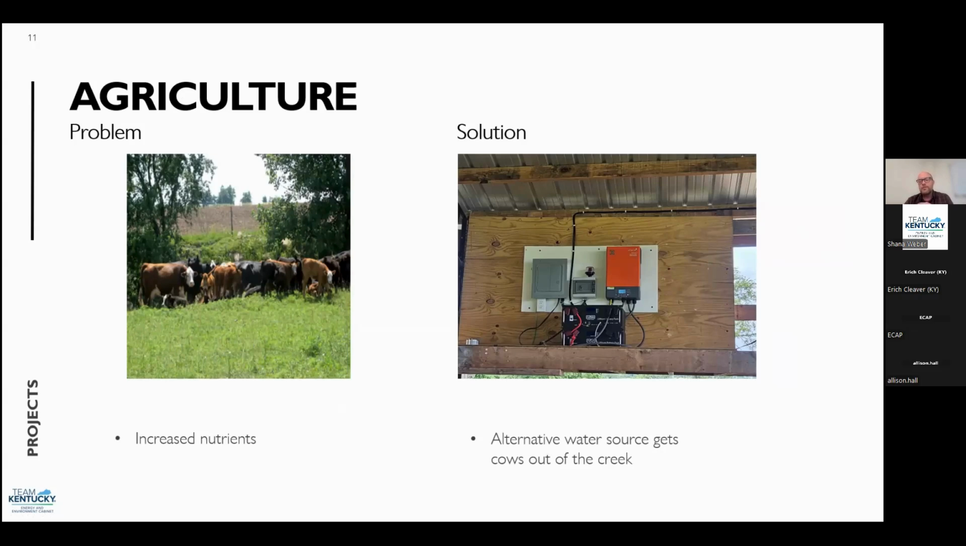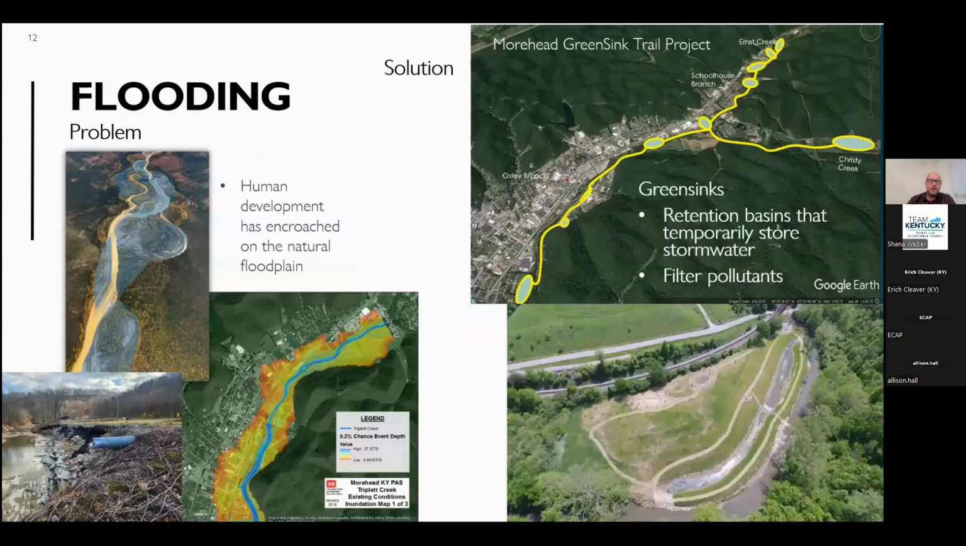What this farmer did: there was no power out to this field, so there was no way to pump water away from the creek. So we used 319 funding to fund a solar panel and a battery. I think this cost somewhere around $12,000 to power a pump to get water up the hill, which lured the cows away from the creek, and they were able to get water at a different location. It didn't keep them out completely, right? But it went a long way in helping mitigate some of the nutrient problems they were having in the creek.